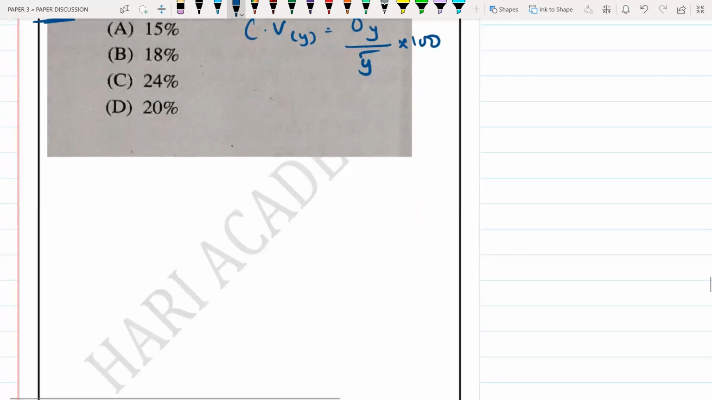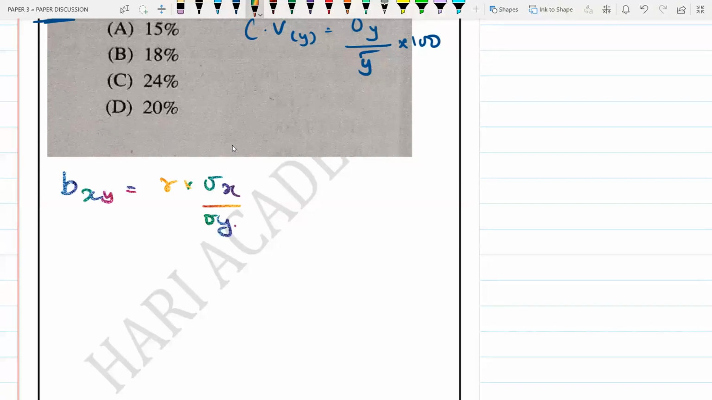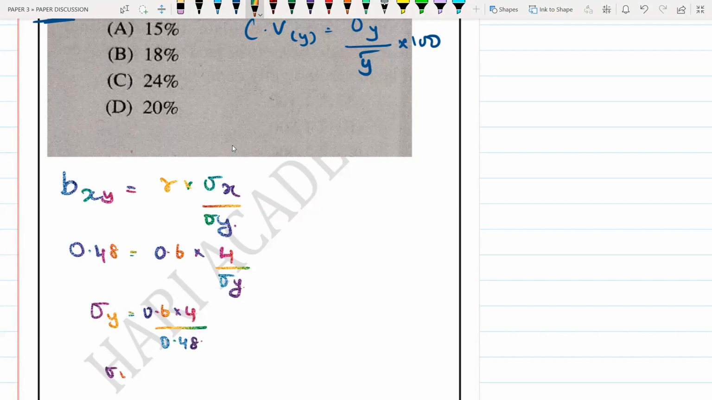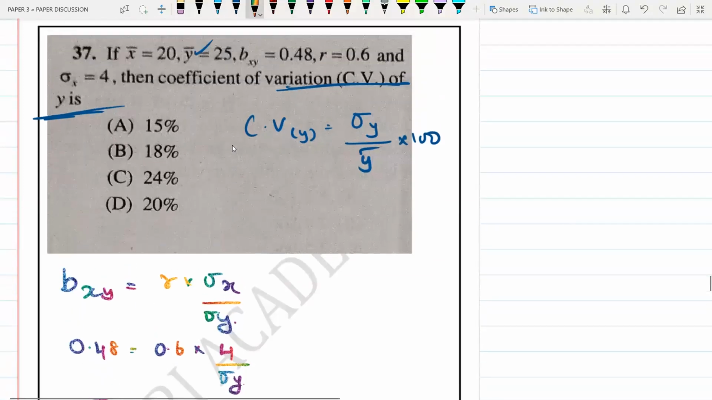From this, there is one formula. I don't know if you remember. Bxy is equal to r into standard deviation of x divided by standard deviation of y. Bxy value 0.48 is equal to 0.6 into 4 divided by standard deviation of y. Standard deviation of y is equal to 0.6 into 4 divided by 0.48. My standard deviation of y is going to be 5.